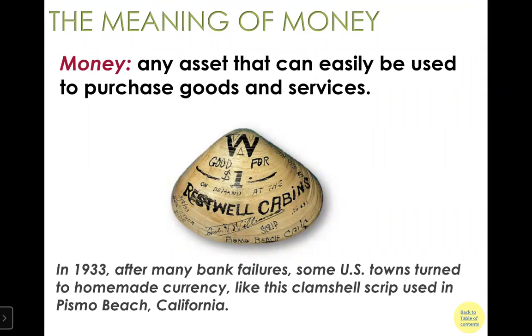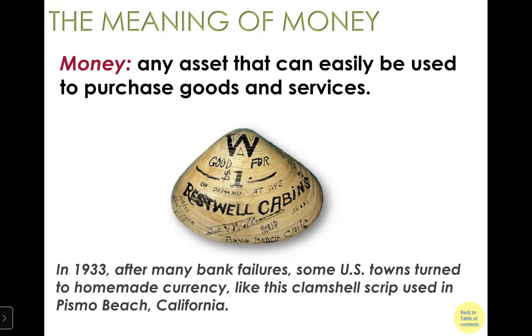Money is defined as any asset that can easily be used to purchase goods and services, right? The goal here is we need something so that we can buy goods and services. So money is any asset that can be used to fulfill your demand to purchase goods and services, right? And think about an interesting case in 1933, after many banks failed. By the way, this is after the Great Depression. Many banks failed.